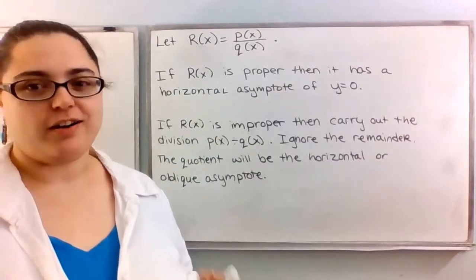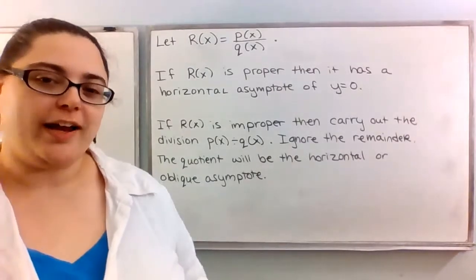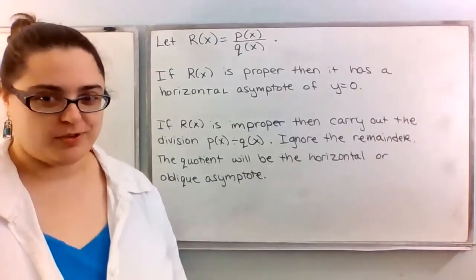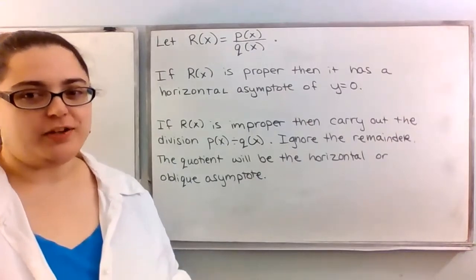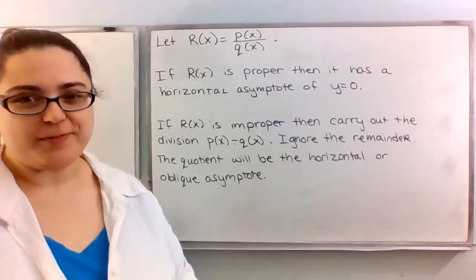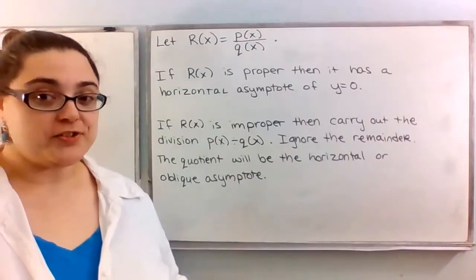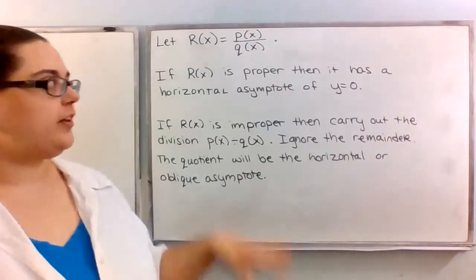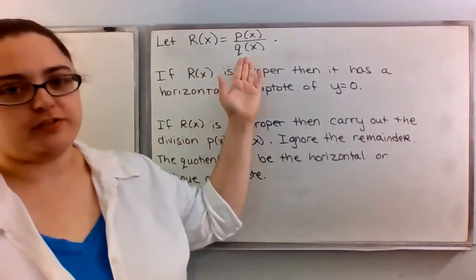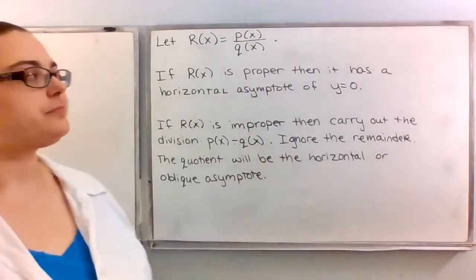So these are the indicators for a horizontal or an oblique asymptote. If you would like to pause the video here and copy those down, feel free. And now let's go through them. We're going to let r of x be our rational function p over q.